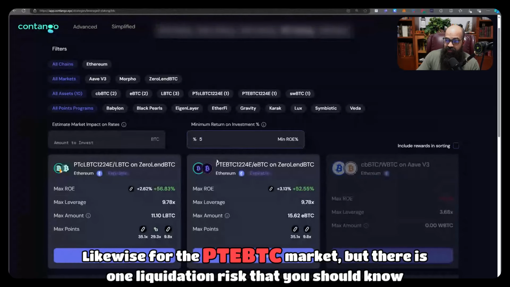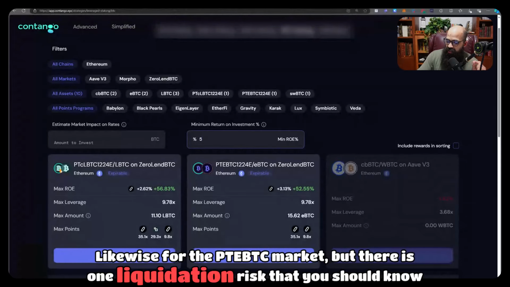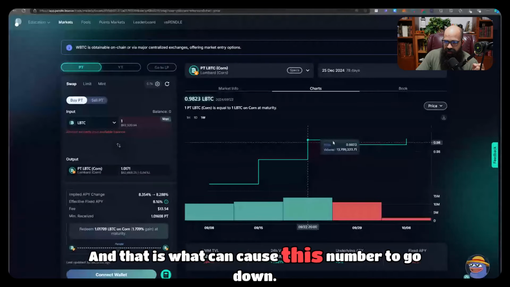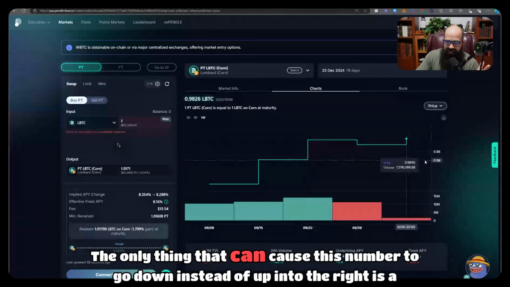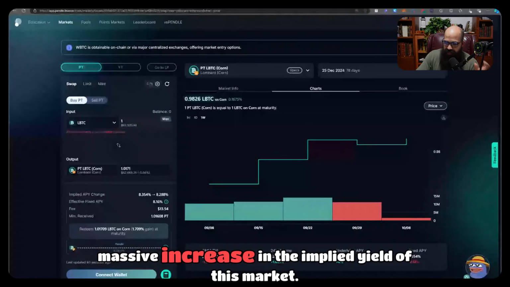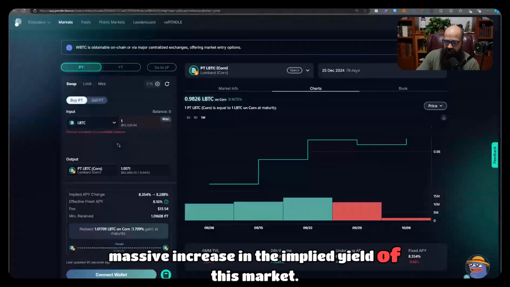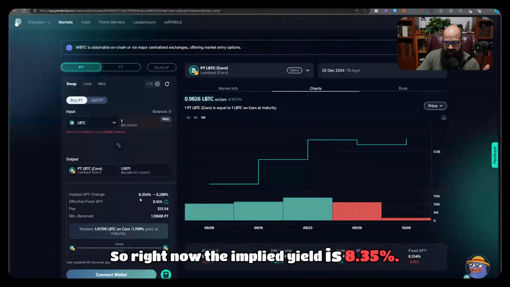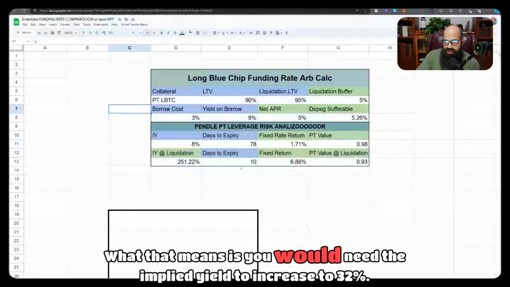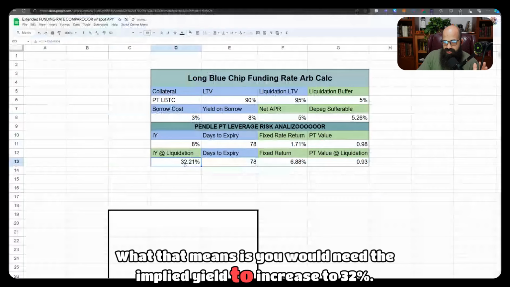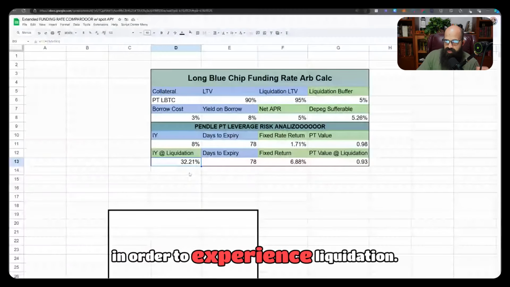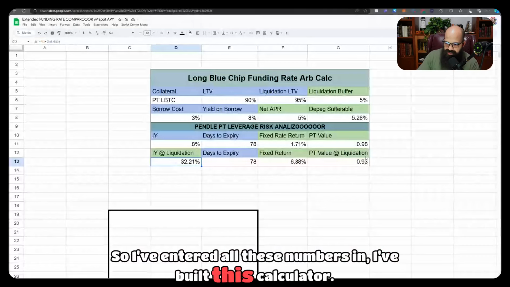Likewise for the PT EBTC market, but there is one liquidation risk that you should know about, and that is what can cause this number to go down. The only thing that can cause this number to go down instead of up and to the right is a massive increase in the implied yield of this market. So right now, the implied yield is 8.35%. What that means is you would need the implied yield to increase to 32% in order to experience liquidation. So I've entered all these numbers in, I built this calculator.